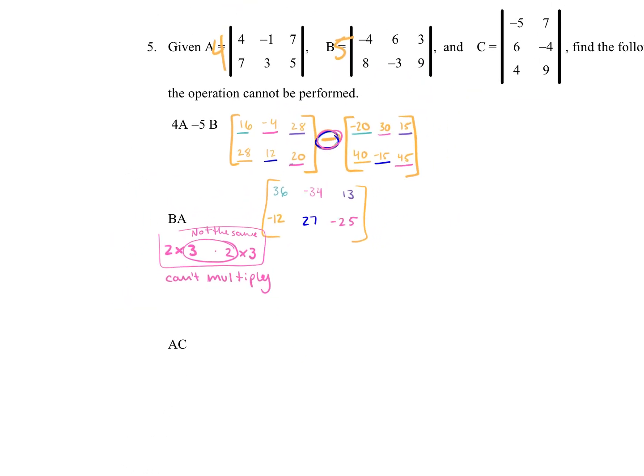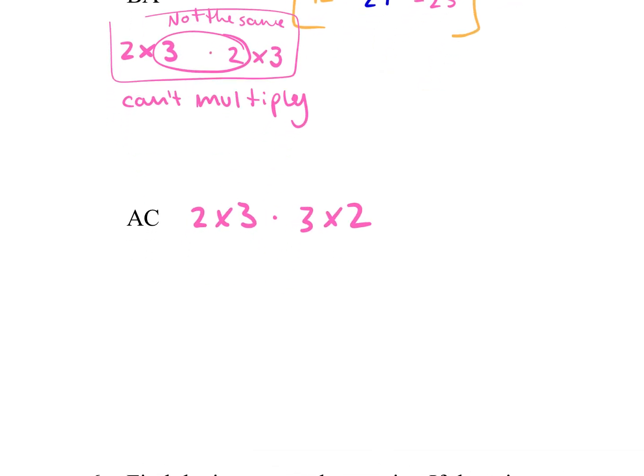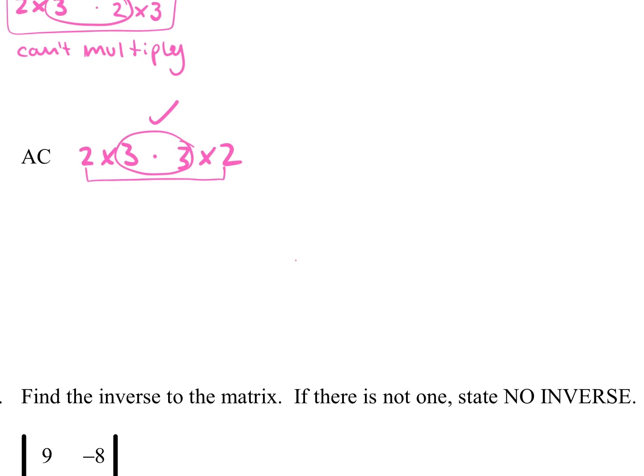Next, let's see if we can multiply A times C. What's the dimensions of A? A 2 by 3. What's the dimensions of C? A 3 by 2. Can we multiply these together? Yes, the insides are the same, so we can multiply. What's the size of our answer going to be? A 2 by 2. Perfect. So I'm going to draw a 2 by 2 down here for us. So I know that I'm going to have 2 rows and 2 columns.